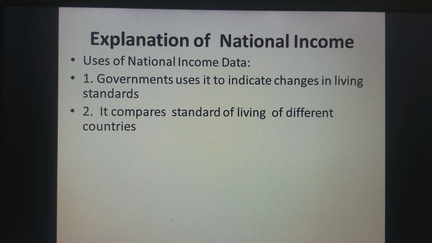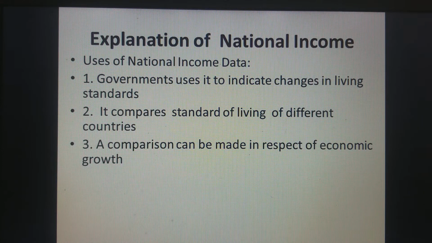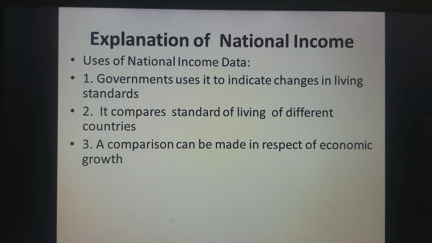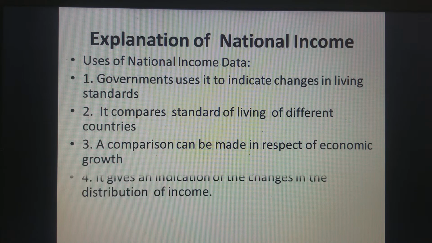So you can use national income to compare countries. Thirdly, it is a comparison. Yes, you can compare to see to what extent the economy is growing.